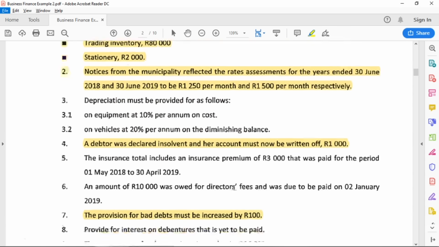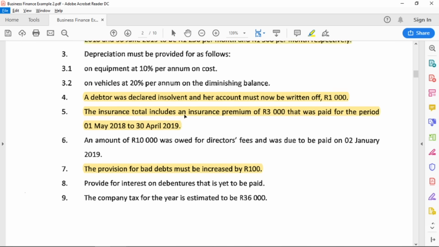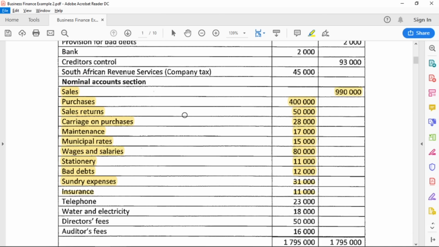that insurance premium of 3,000 rand was not included in our insurance amount. So that means it would be a different figure which you need to add all together. But here we are told the total includes an insurance premium. So it's very important to pay attention to those. So I'm going to highlight this one. And then let's move on to the next one, telephone.